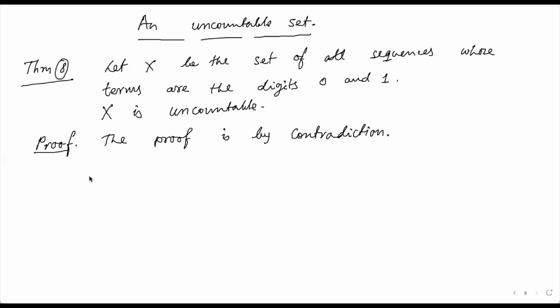So we assume that X is countable, and finally we reach some contradiction and conclude that X is uncountable. So I assume that X is a countable set.